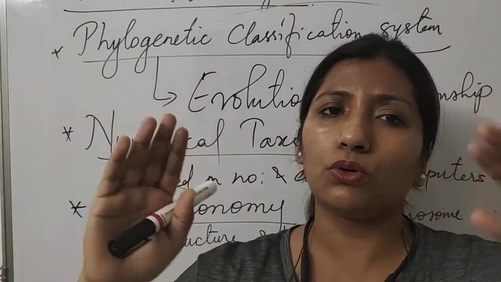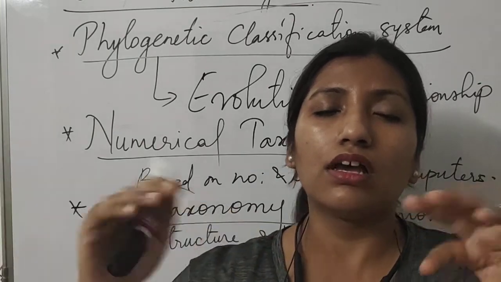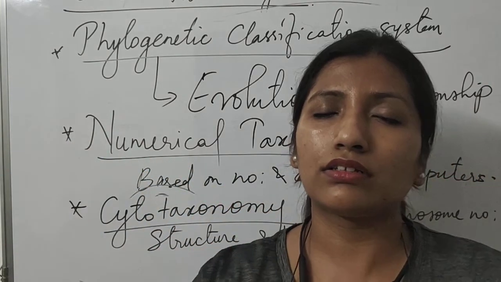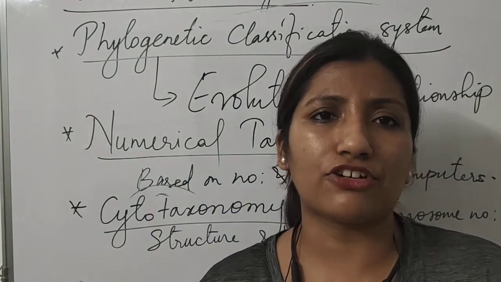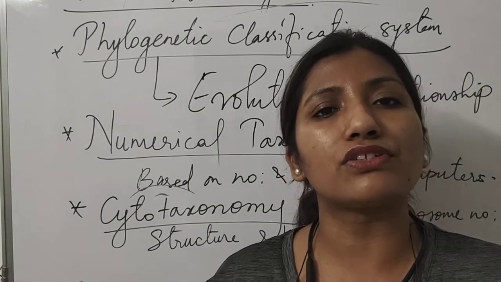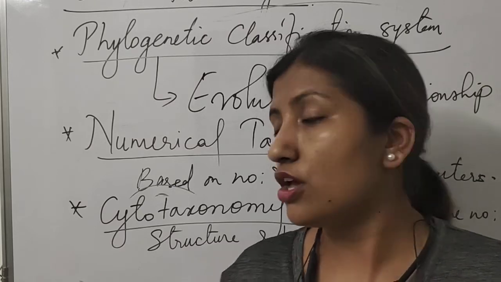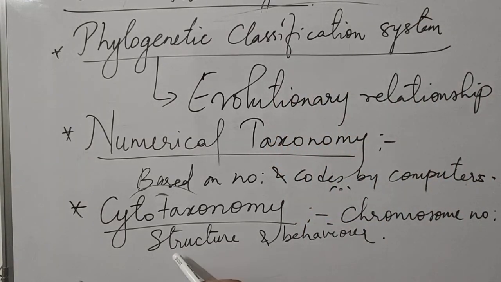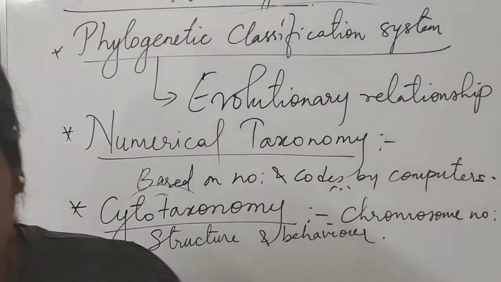Though mouse and human being are mammals, they share so many similar characteristics, but still they will be different, because a mouse has 40 chromosomes whereas a human being has 46 chromosomes. So on the basis of chromosome number, cell structure and cell behavior, we can differentiate different organisms.